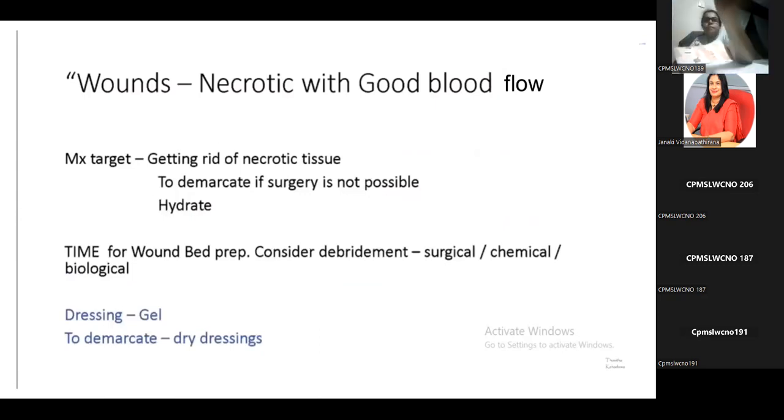So a wound necrotic with good blood flow. Wound with necrotic tissue with good blood flow. What is the management target? Getting rid of the necrotic tissue. That can be done either with sharp debridement, or you just let it demarcate. Let the body do the stuff. So debridement can be, as I said, surgical or chemical or biological.